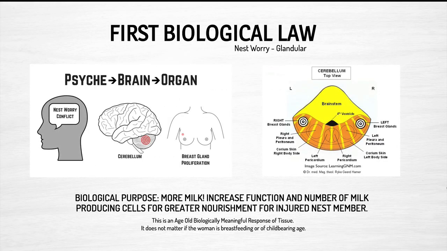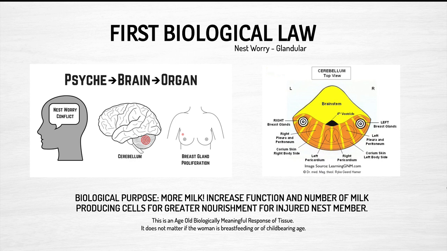The first biological law tells us that the psyche, the brain, and the organ respond all at the same time. As soon as your subconscious mind, your survival brain, notices that there is a nest worry, as soon as the signal detection device of your brain notices there's someone in the nest to be worried about, immediately your brain is impacted in the specific area of the cerebellum. That area of the cerebellum has a nervous system relay to the breast glands, and there is a message sent for proliferation. The brain is telling the body to make more breast gland tissue.